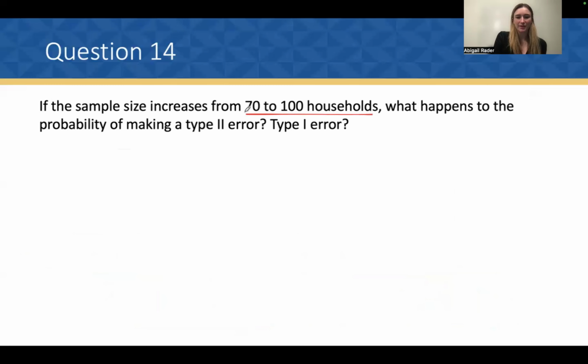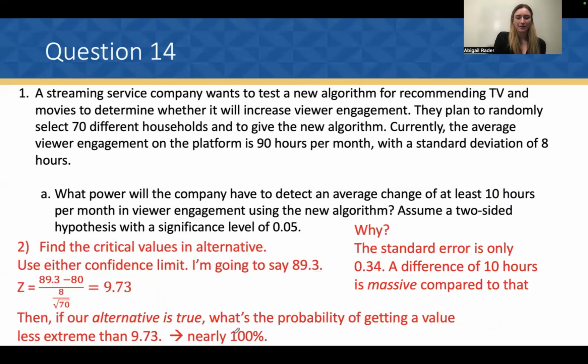And for this part B, you're asked, basically, let's say the sample size increases from 70 to 100. If you go back here, you can see that it's not actually going to change from 100, because this z is only going to increase. But theoretically, what would happen in any situation where we increase the sample size to power?